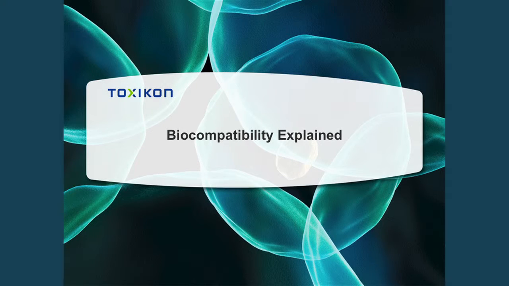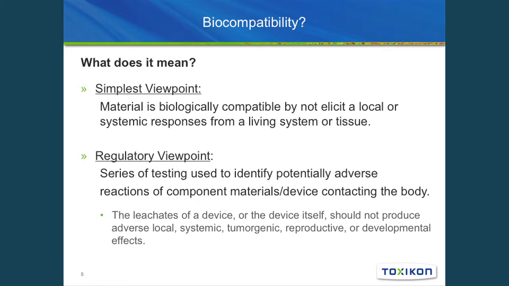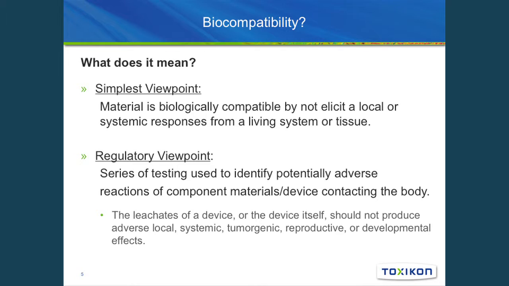So let's get into our talk and get into biocompatibility explained. So what exactly is biocompatibility? Well, in its simplest sense, it's a material's property of being biologically compatible, by not eliciting a local or systemic response in a living system or tissue. What that really means is if I present a material or a device to the body, the body doesn't really care that it's there. It's very material focused. Not to be confused with efficacy testing, where you may have a certain response that you're looking to have. With biocompatibility, the response that we want is no response, right?